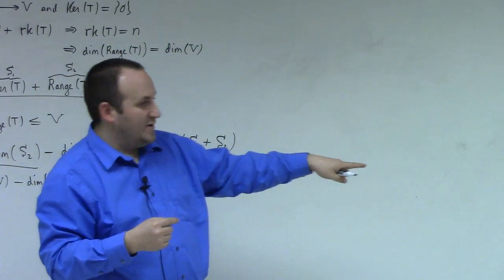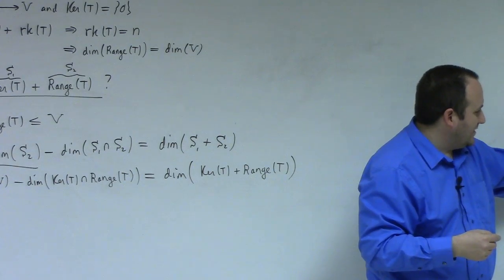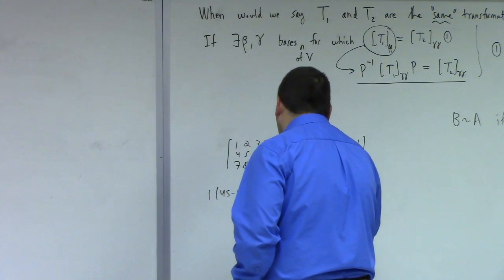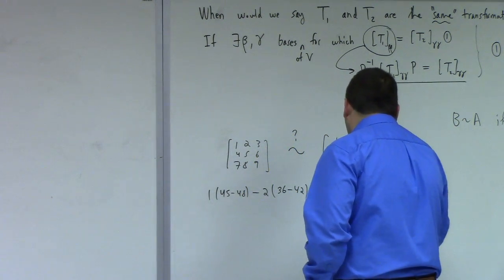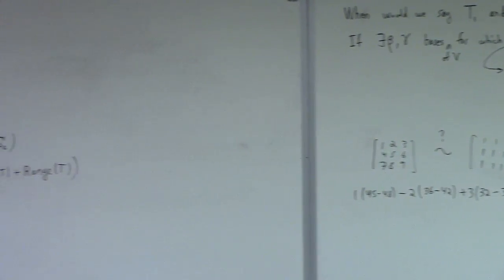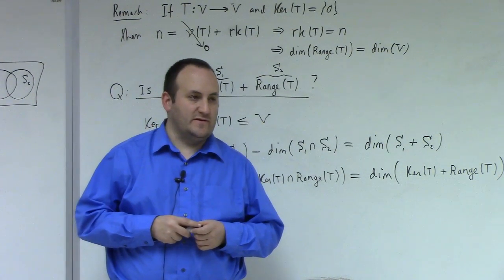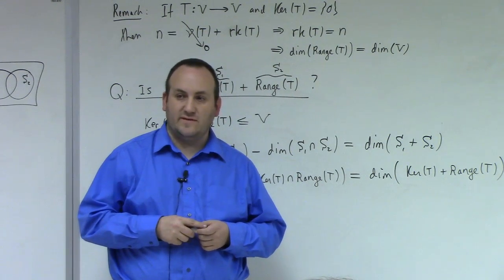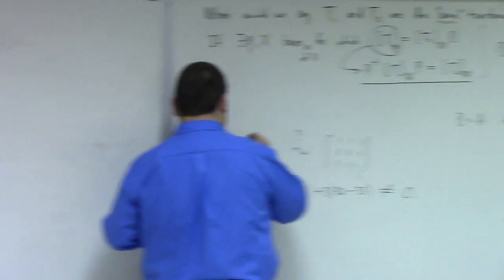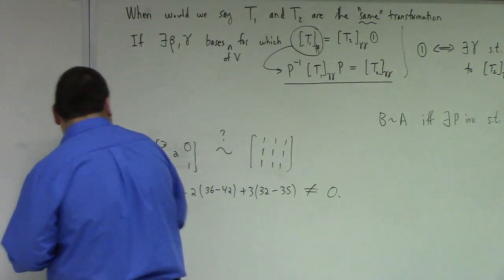Now you can easily see that the determinant of the right matrix is 0, right? But the determinant of this matrix, you can calculate it. What is it? 1 times (45 minus 48) minus 2 times (36 minus 42) plus 3 times (32 minus 35). That's not equal to 0, okay? I'm pretty sure it's not equal to 0. So since their determinants are not equal, it stands to reason that they can't be similar, because similar matrices have equal determinants. It is 0. Dang it. There. Take that.